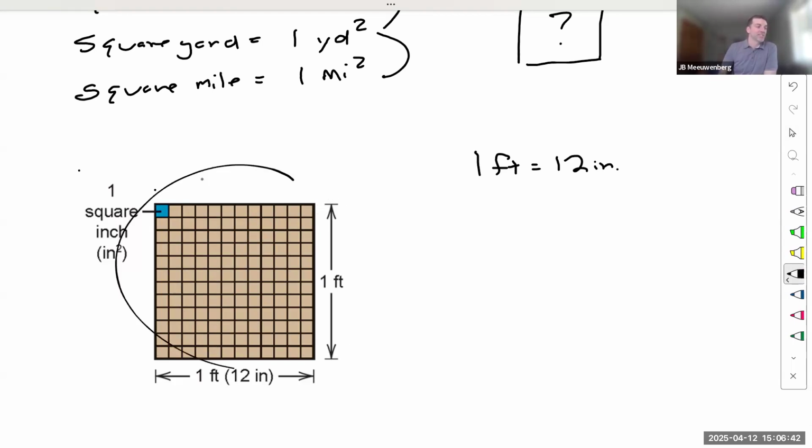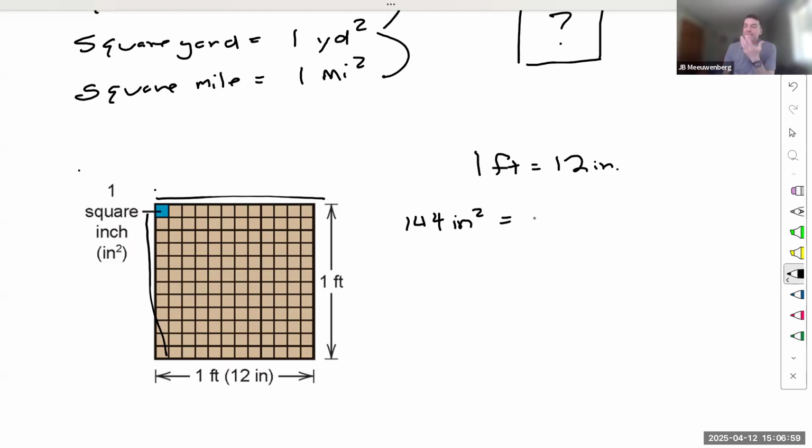So the entire thing is a square foot. Each individual square there is a square inch. So 12 this way by 12 this way is 144. So 144 square inches is equal to 1 square foot. They cover the exact same amount of space.